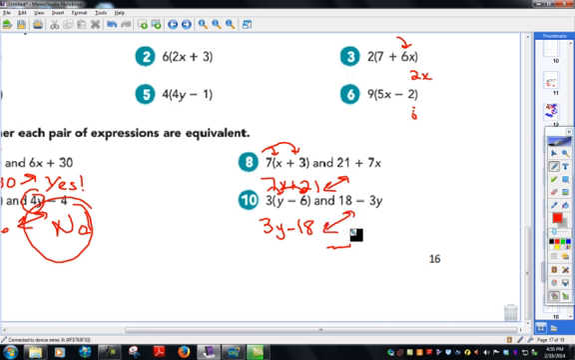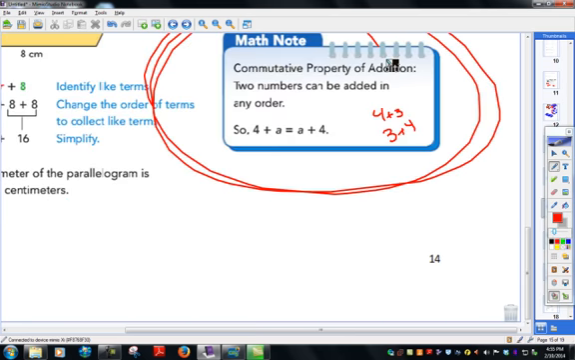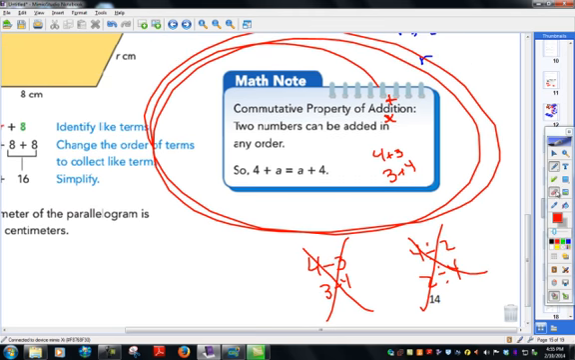Are those the same? Absolutely not, because going back here again, this works for addition, the commutative property of addition. There's also a commutative property of multiplication. There is no commutative property of division or subtraction. 4 minus 3 is not the same as 3 minus 4. Not the same. 4 divided by 2 is not the same as 2 divided by 4. Okay, they're not even close to being the same. So you can't do that. Okay?